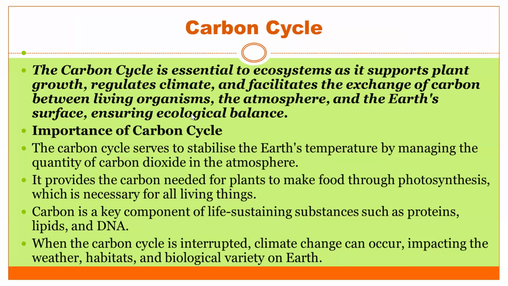The carbon cycle serves to stabilize the Earth's temperature by managing the quantity of carbon dioxide in the atmosphere. If it goes up, temperature will go up. It provides the carbon needed for a plant to make food through photosynthesis, which is necessary for all living things. Now, these trees grow to a huge size. How do they absorb carbon? The tree bark has about 90% carbon that is absorbed from the atmosphere. In the soil there is not much carbon, but it absorbs through photosynthesis.